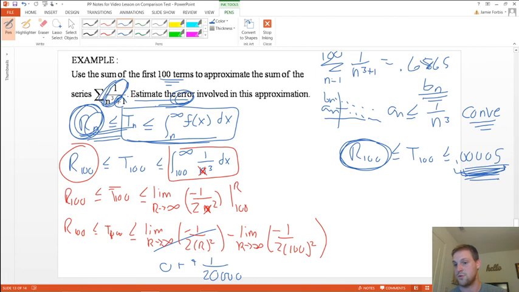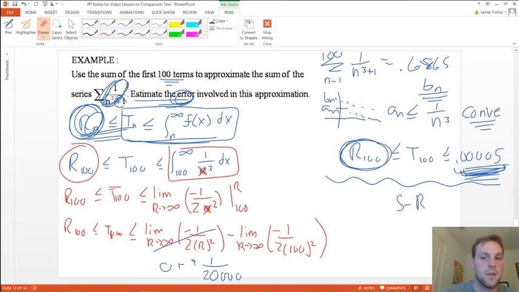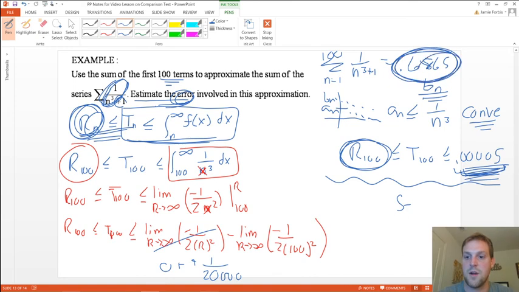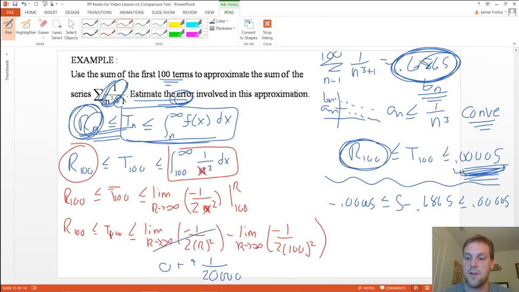It's only off by 0.0005 at the most. Okay, so if I wanted to actually approximate the sum, I can say that the sum minus my partial sum to the 100th term, which I have found at the top right here, so that minus 0.6865, I know that's going to be between negative 0.0005 and 0.0005. And I can estimate the sum within a pretty close range.